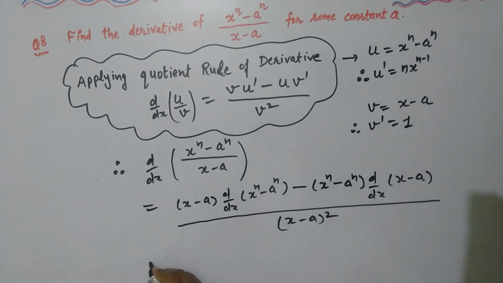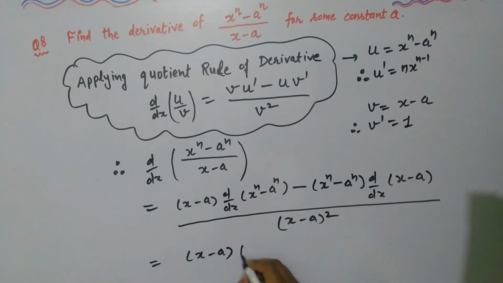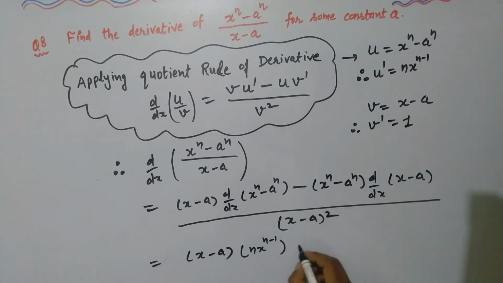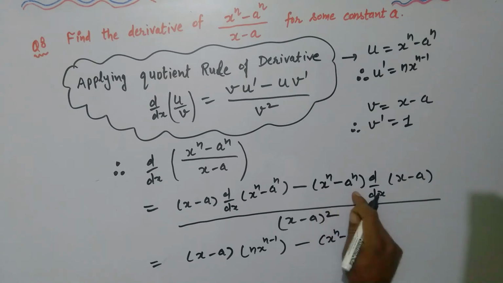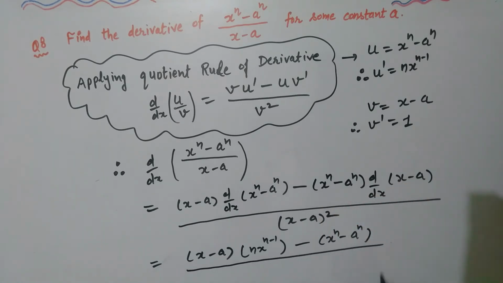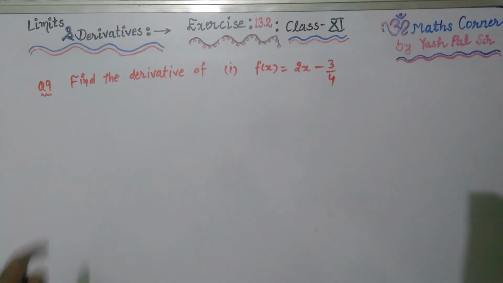So this becomes x minus a into n x power n minus 1 minus x power n minus a power n, and its derivative is 1, whole divided by x minus a its whole square. So this is the answer to the question, right? Now next question. Now question number 9.